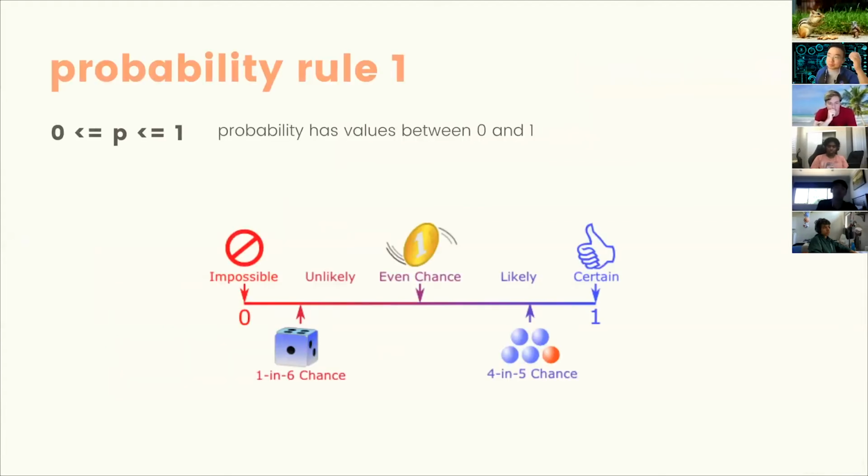There are a few probability rules, okay? And understanding these rules will help us in this class. Probability has a value between 0 and 1. 0 means impossible, 1 means certainty, and 0.5, of course, means even chance. So you can see it's restricted between 0 and 1. Things can never be above 1 in probability.